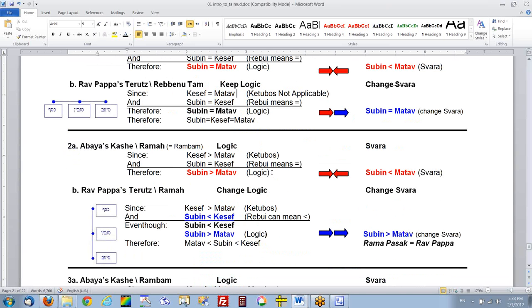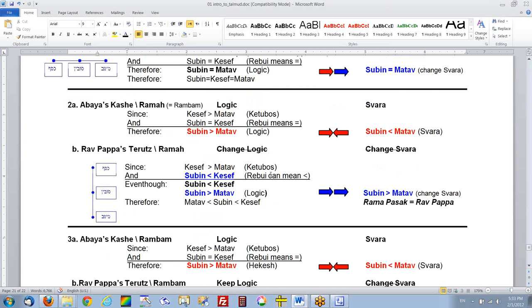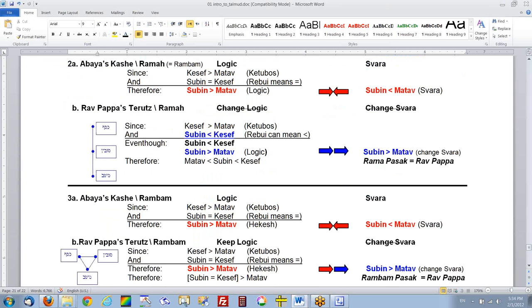The Ramah is going to say that Kesev is better than Meitav because he's going to learn from Kesuvas, and Subin is less than Kesev. Even though the pasuk said Kesev and it included Shaveh Kesev, he says you can actually have a ribui that means what's not mentioned and included is less. Therefore Subin is less than Kesev and Subin is less than Meitav, so Meitav is less than Subin, which is less than Kesev.